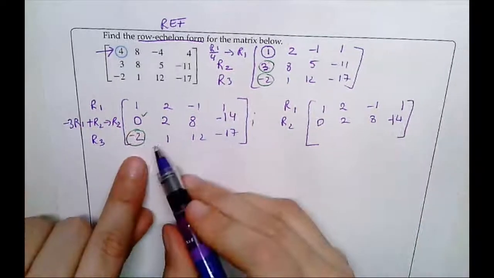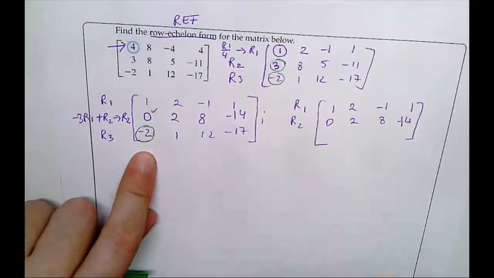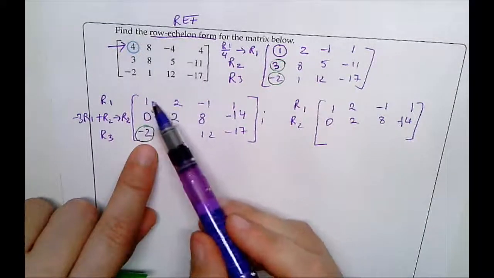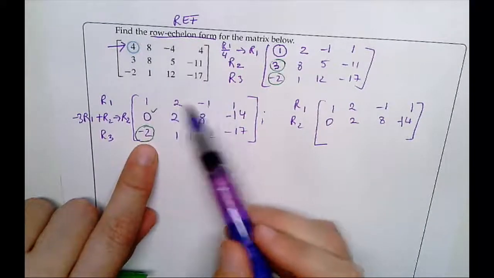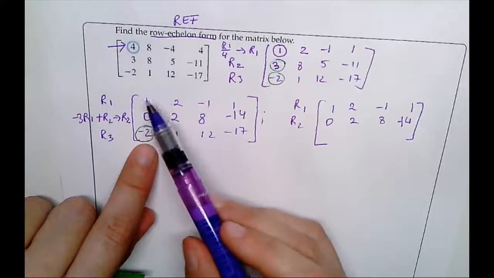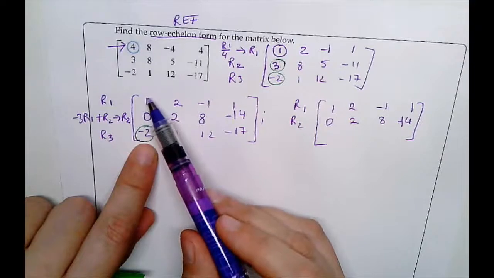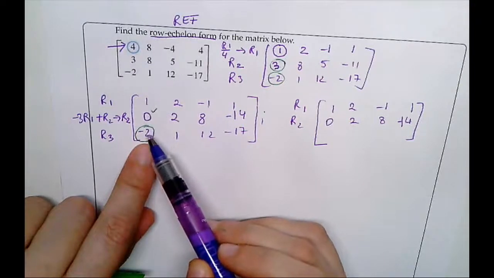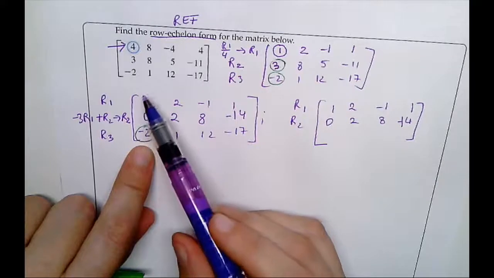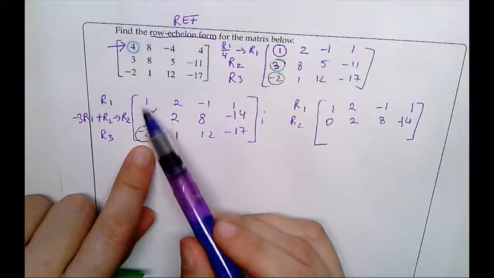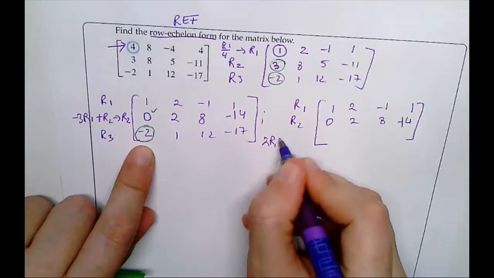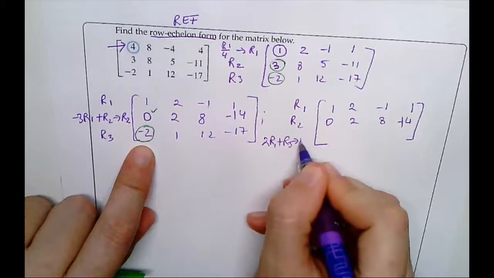And then how can I change row 3 such that this is a 0? So I need to add a multiple of row 1. I'm always working with the row with the leading entry 1. So I need a multiple of row 1 such that when I add it to row 3 it becomes 0 here. So notice that I need to multiply row 1 by 2 and then add it to row 3. So 2 times row 1 plus row 3, that's going to become my new row 3.